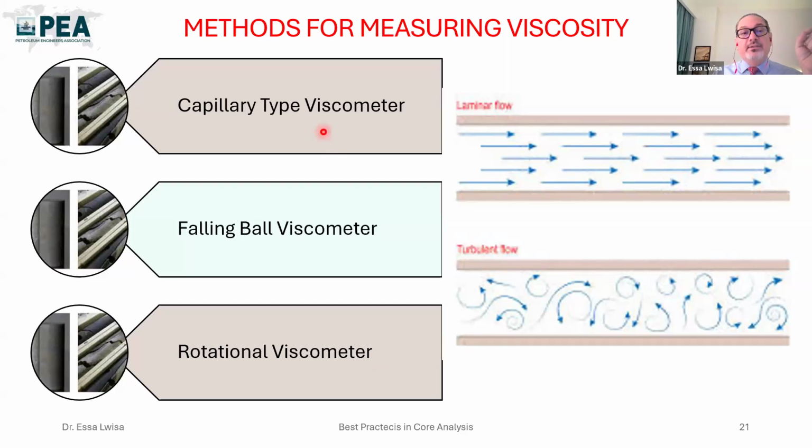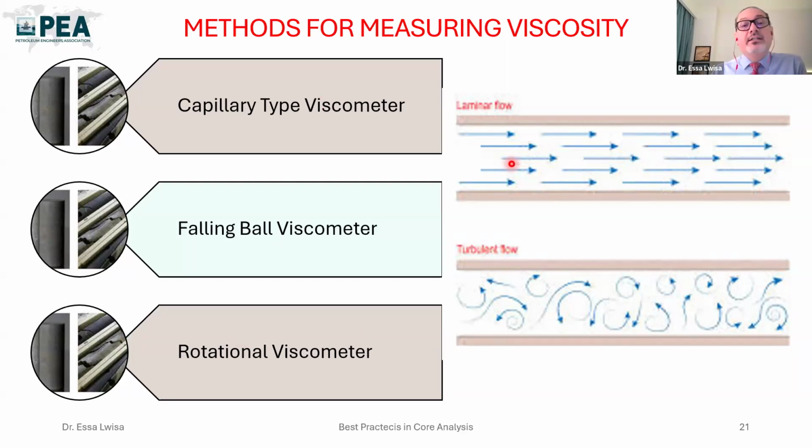For the low viscosities, we use a capillary type viscometer. For example, if you want to measure the viscosity of water or brine, you can use the capillary type. If the viscosity is higher, like crude oil, you go for the falling ball. If you are measuring the viscosity of cement, then you will go for a rotational viscometer. Usually, the rotational viscometer is rarely used in core analysis. We mostly use the falling ball and capillary.